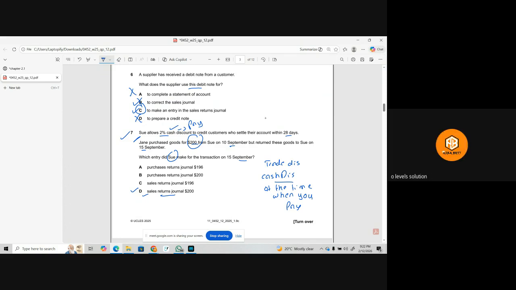Trade discount you will receive whenever you are purchasing something in bulk, and it will apply before the payment and before the transaction. Trade discount will apply before the transactions, and you will never record a trade discount anywhere. Cash discount you will receive whenever you are paying something. If you are returning something, you will not get any discount for that.